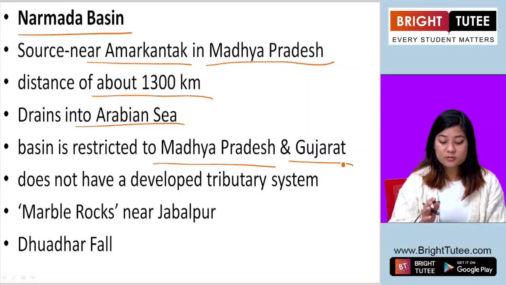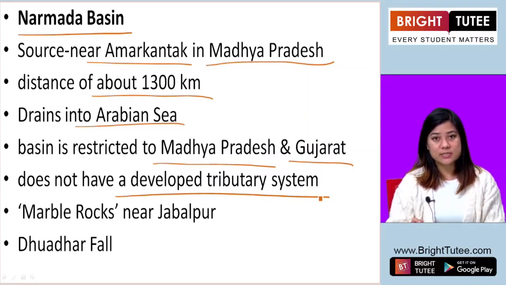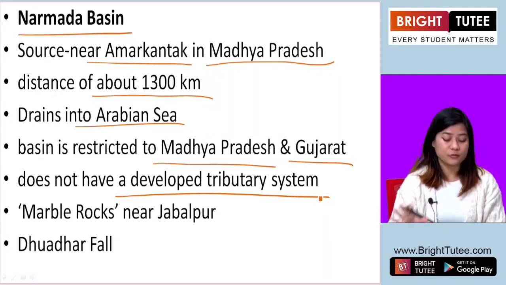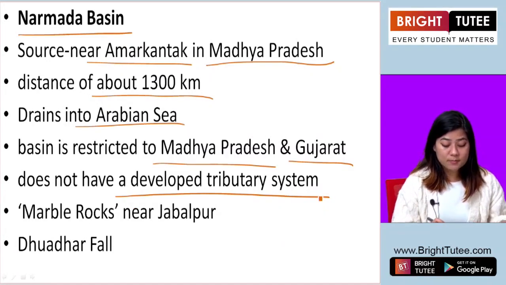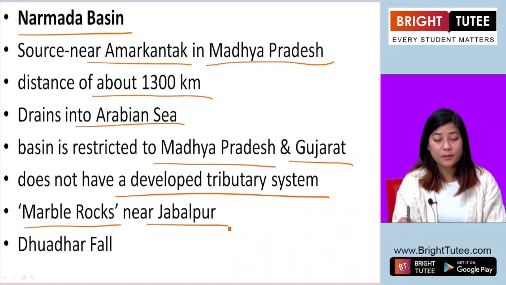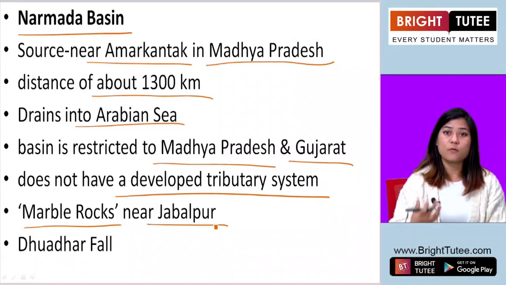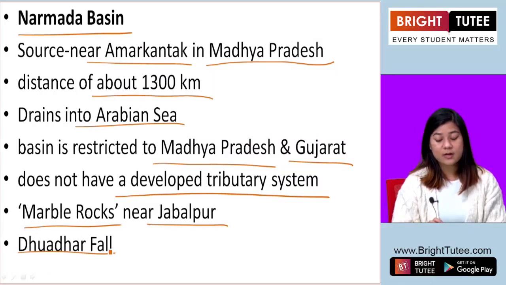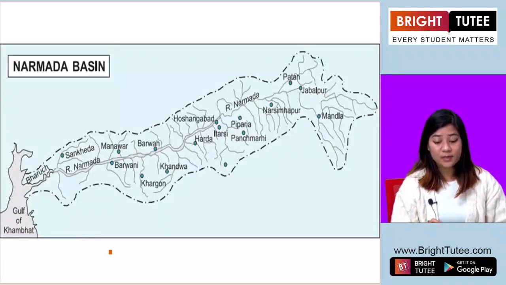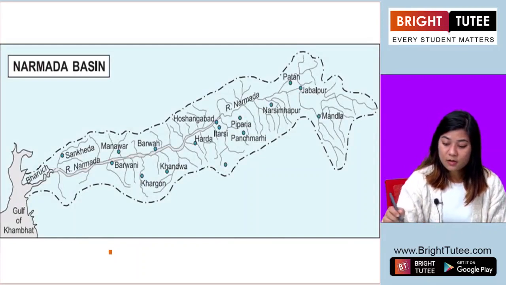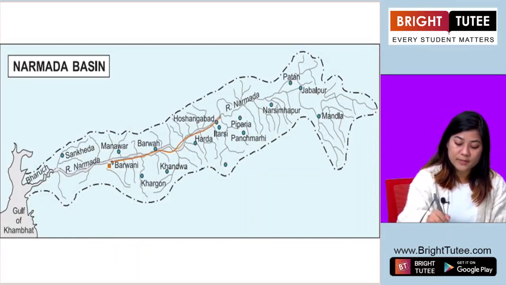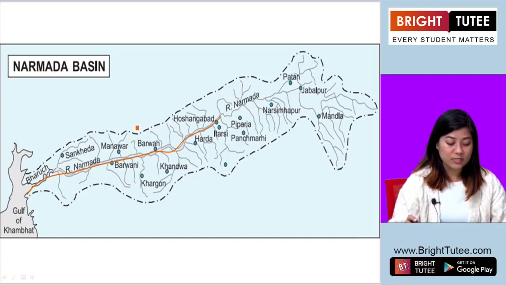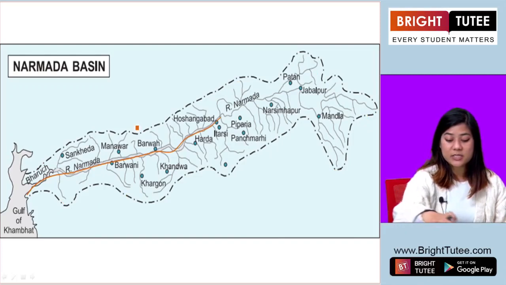It does not have a well developed tributary system. It does not have proper important tributary rivers forming the tributary system. It forms marble rocks near Jabalpur, and another waterfall that it leads to the formation of is called Dhaudar Fall. Here you can see the flow of the Narmada river and its basin, the area that it covers. So it flows through Madhya Pradesh and Gujarat.